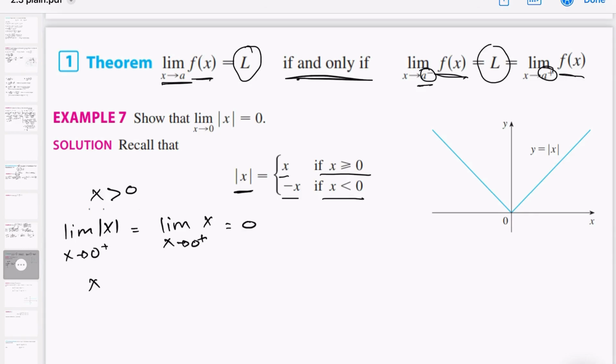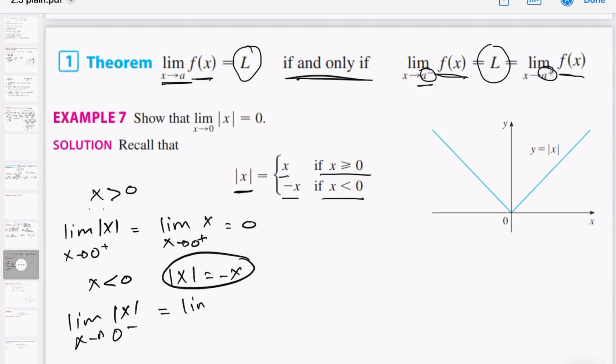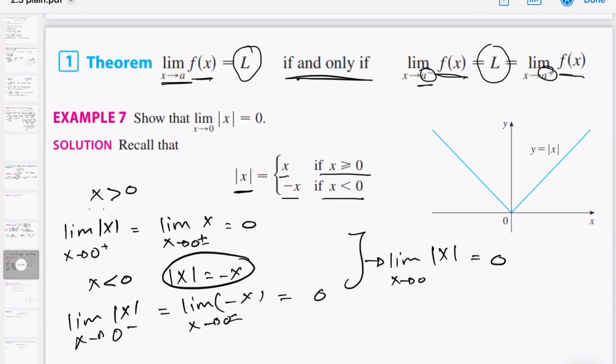And for x less than 0, the absolute value is equal to minus x. So the limit of the absolute value of x as x goes to 0 from the left is equal to the limit of the function minus x as x goes to 0 from the left, which is equal to 0. Therefore, since the limits from the right and from the left of 0 are the same, we can conclude that the limit of the absolute value as x goes to 0 is equal to 0.